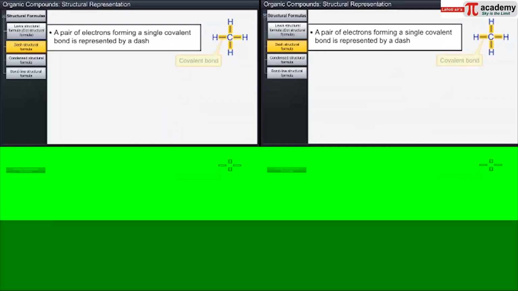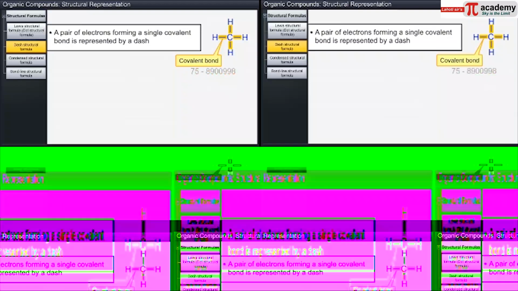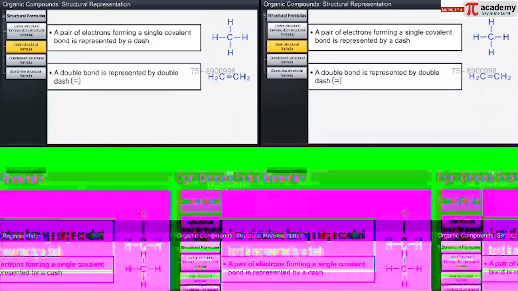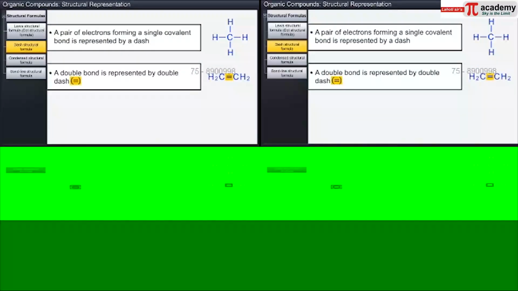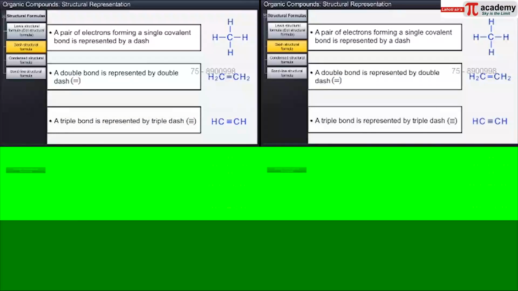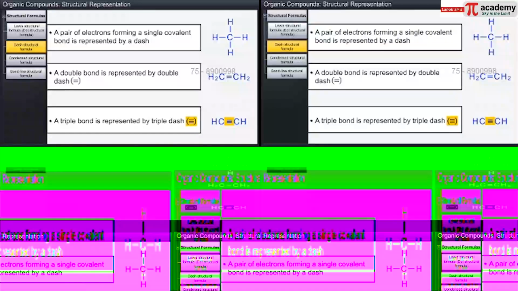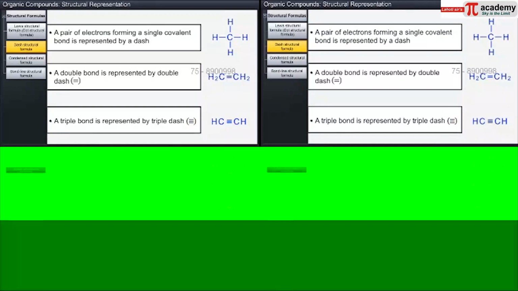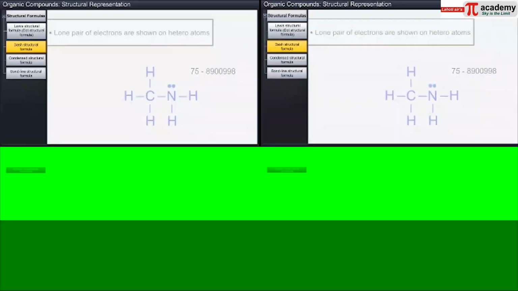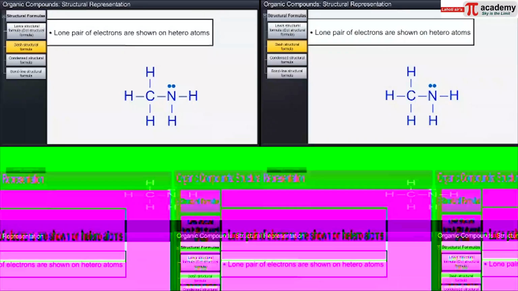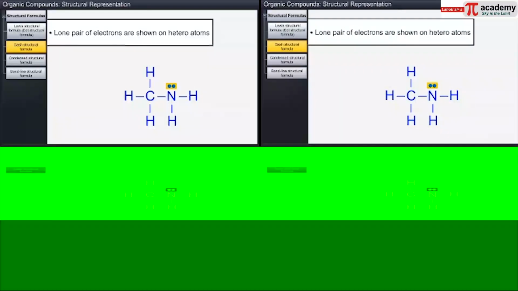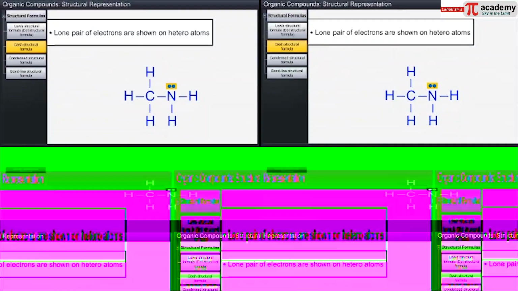Thus, a pair of electrons forming a single covalent bond is represented by a dash. A double covalent bond is represented by a double dash, and a triple covalent bond is represented by triple dash. Organic compounds containing heteroatoms with lone pair of electrons are represented by a pair of dots on the respective heteroatom.